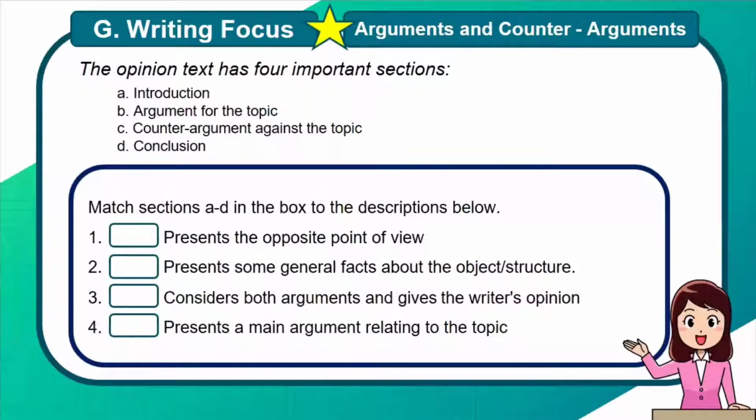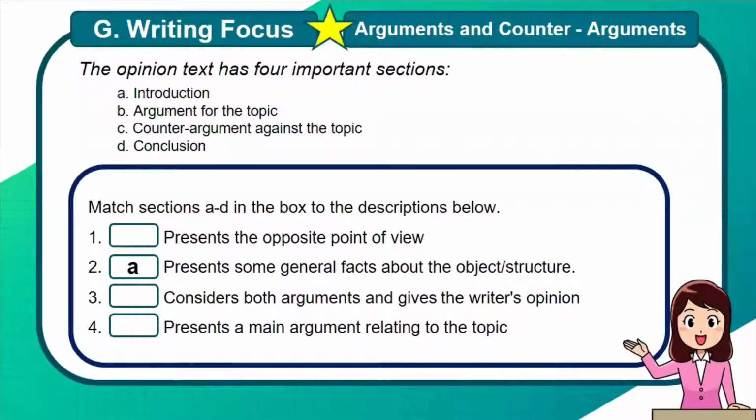So let's move to this page. Again, in an opinion text, there are 4 important sections: the introduction, argument for the topic, counter argument against the topic, and the conclusion. Now let's match the sections here, A to D in the box, to the descriptions below. Let's start with introduction. Let's find first which one should be the introduction here. Is it 1, 2, 3, or 4? That is right. So our introduction here should be number 2. Present some general facts about the object or structure.